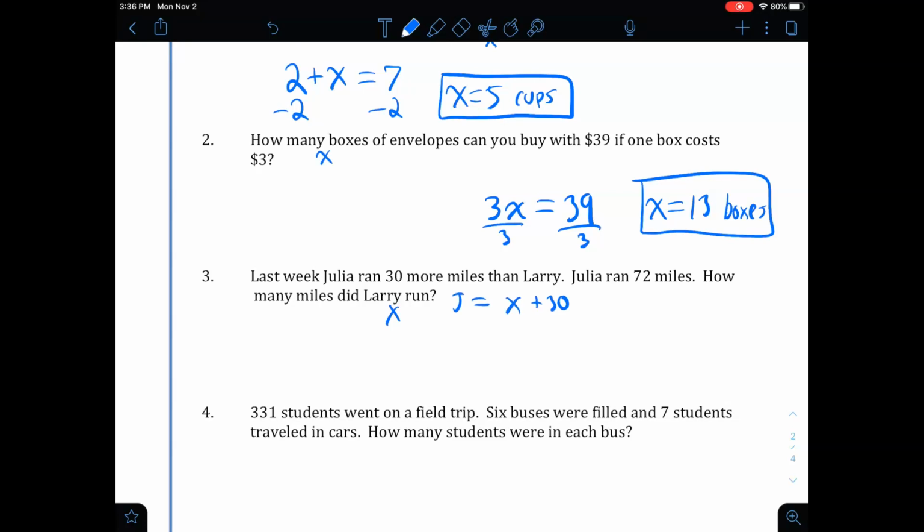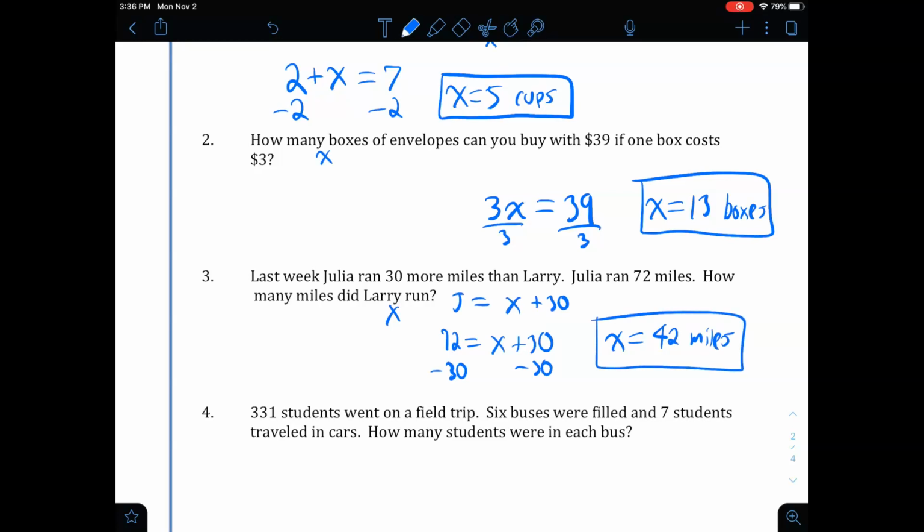So if Julia ran 30 more miles than Larry, it's going to be X plus 30. And we know that Julia ran 72 miles. We're going to do 72 equals X plus 30. How do I solve this now? I'm going to subtract 30. X is going to be equal to 42 miles. All right, that's how many miles that Larry ran.